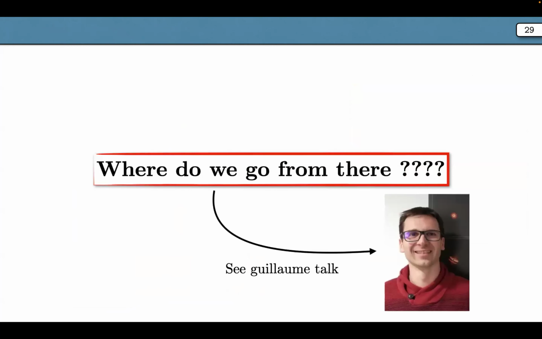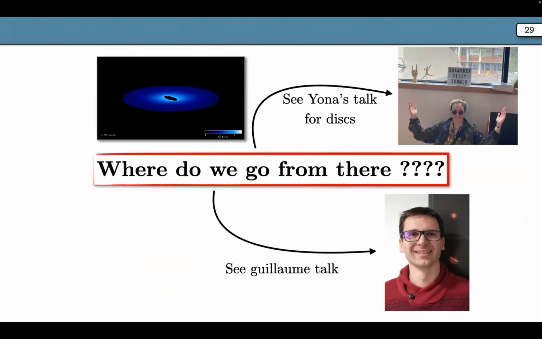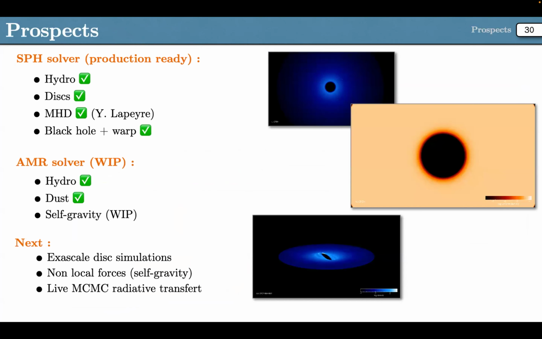Where do we go from here? From there, you can see Guillaume's talk for more of a perspective and background on all of this, and Jonas's talk for disk simulation. And well, we have many things in the solver. We are planning to implement many more.